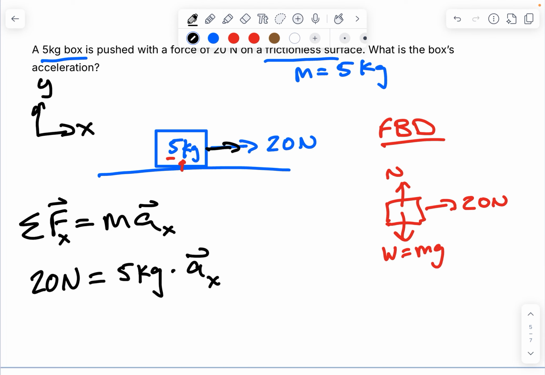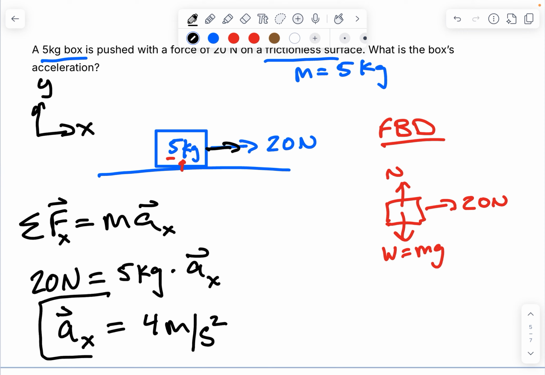So we move the 5 over to one side. We get acceleration in the x direction is equal to 4 meters per second squared. And Newton over kilogram is equivalent to meters per second squared. And that is our final answer.